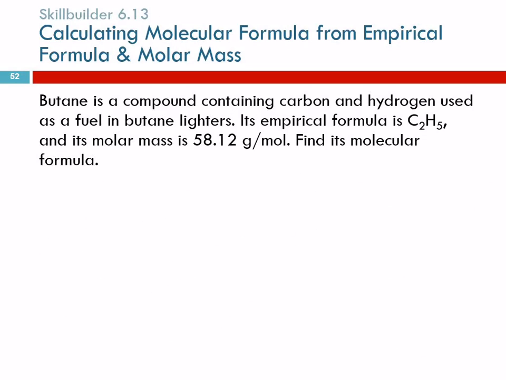Let's do another one. Butane. Butane contains carbon and hydrogen. It's the fuel in butane lighters. Here's the empirical formula. What's the molecular formula? Here's the molar mass. That's the actual molar mass. We need to find the mass of this empirical formula and see how many times it fits into the actual molar mass. 2 times 12.01 plus 5 times 1.008. 29.06.